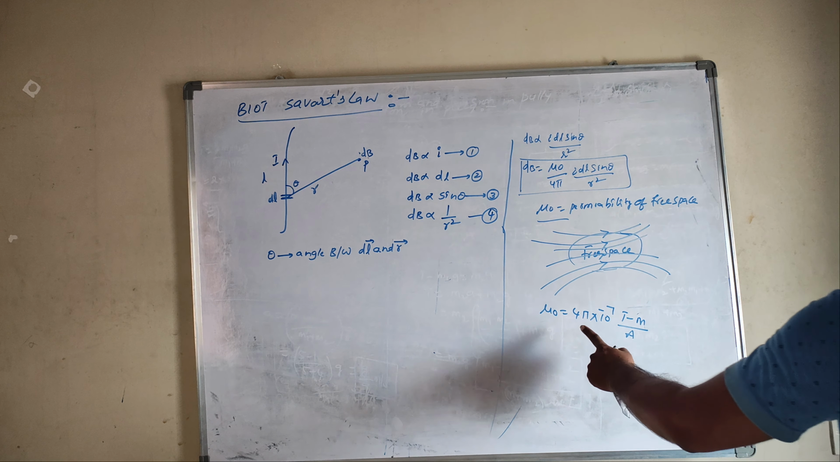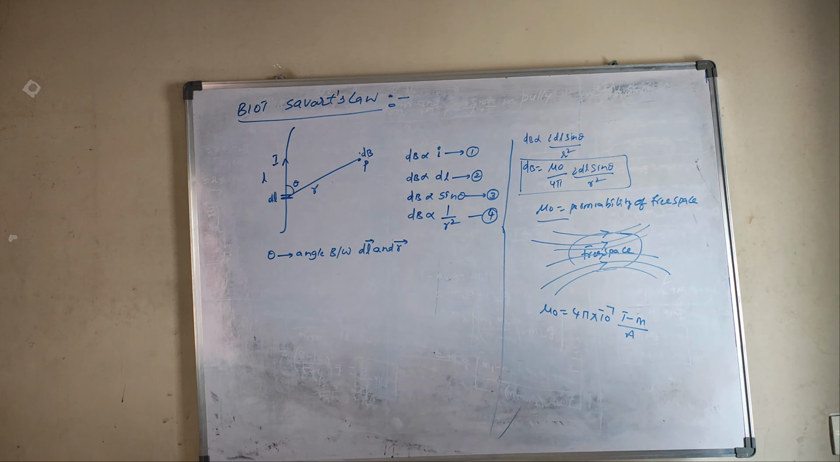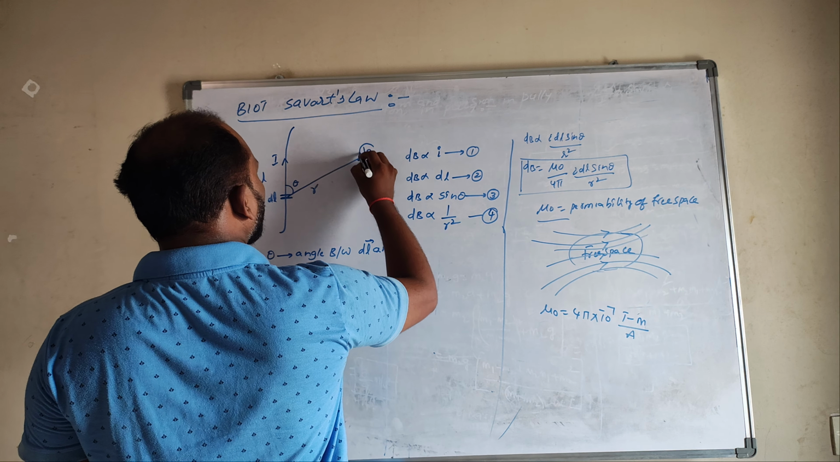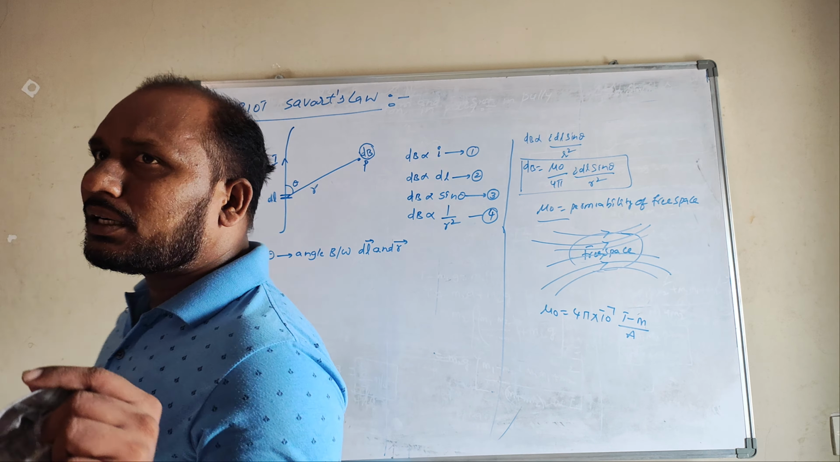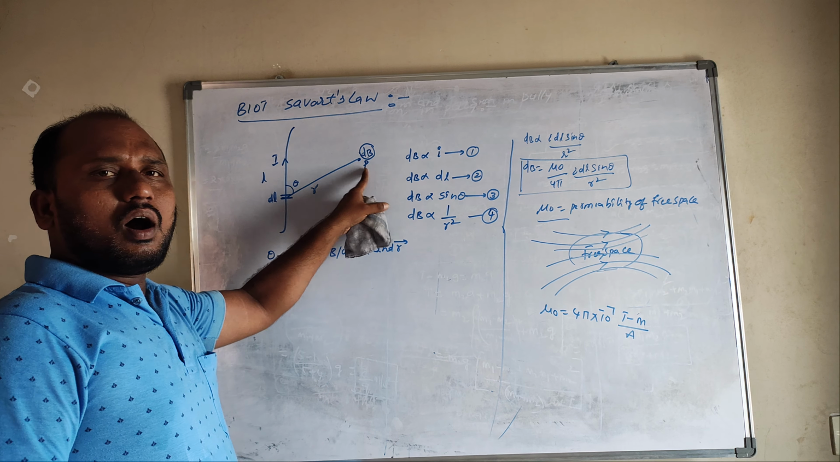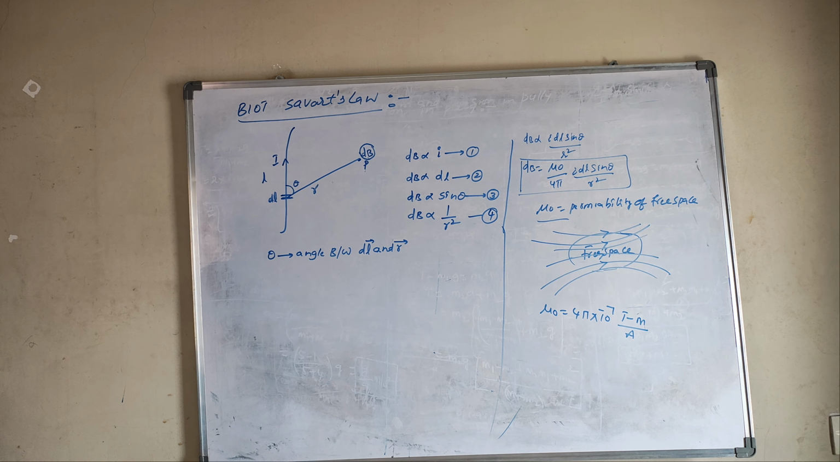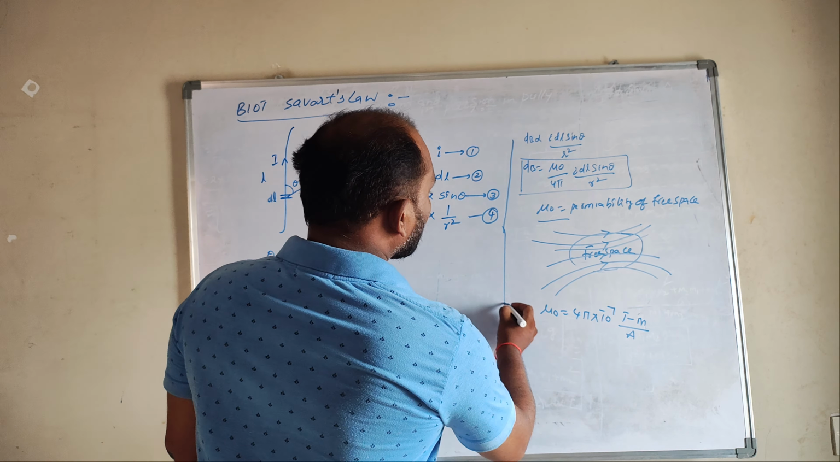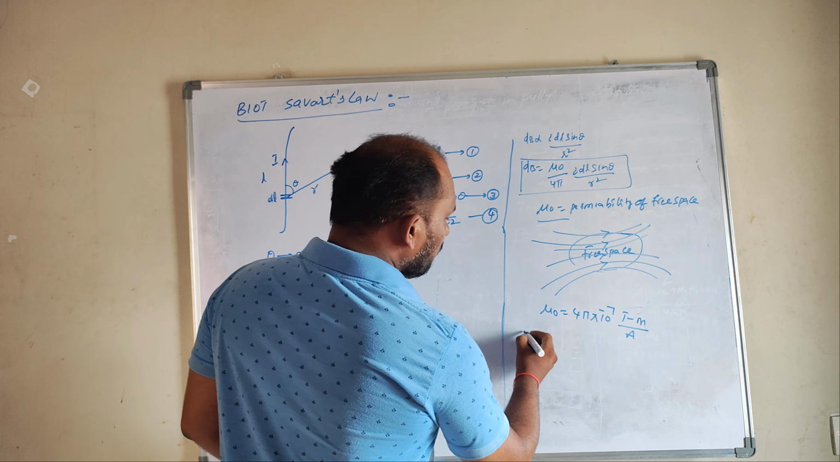So mu naught is equal to 4 pi into 10 power minus 7 Tesla meter per ampere. So the dB value, what is dB? The dB value is nothing but the magnetic field experienced at this point due to a small part of length. I want the total magnetic field experienced by the conductor, so what I have to do is take the integration.